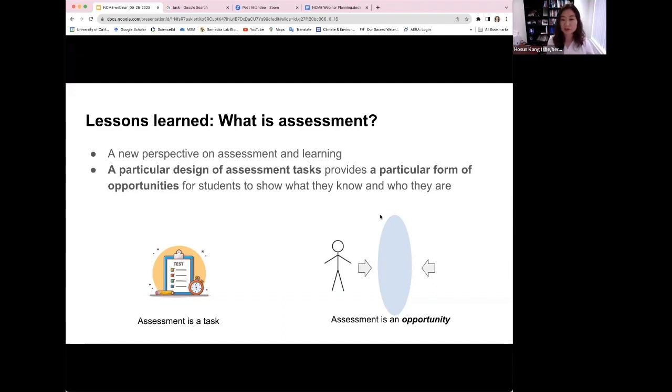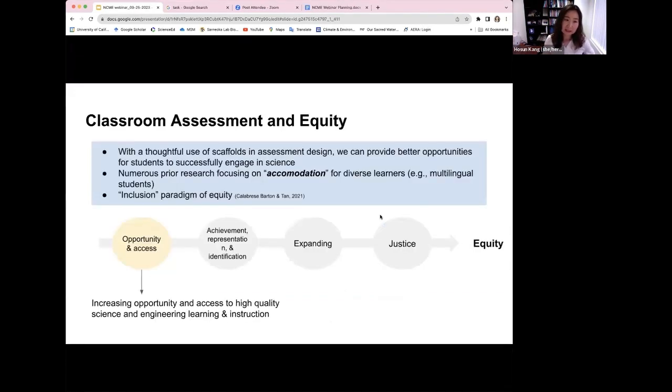So rather, assessment to me has come to be more of an opportunity than just a task. So this study really opened my eyes, and I began to think really critically about what assessment is. But this study is one that is really well received by a lot of classroom teachers who wanted to provide a better opportunity.